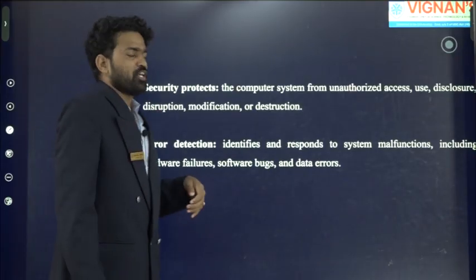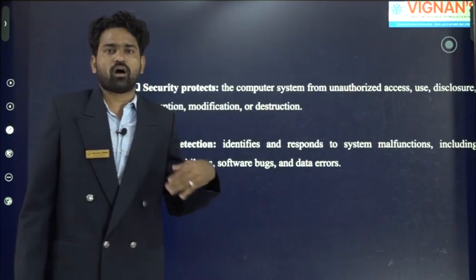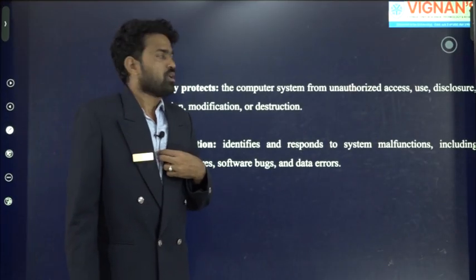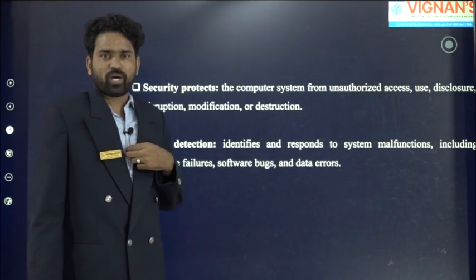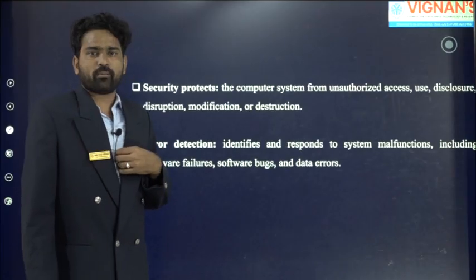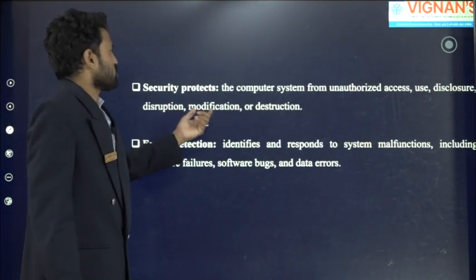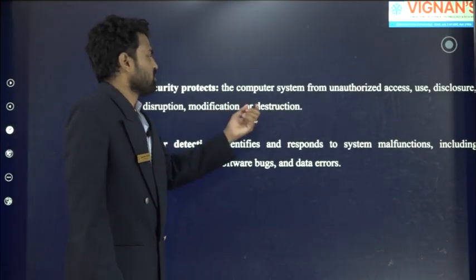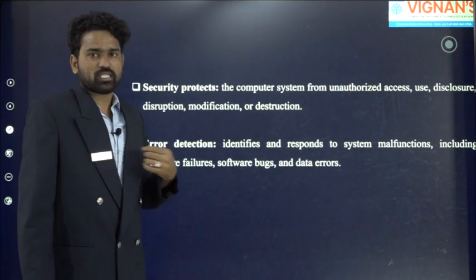Next one is security. It protects the computer system from unauthorized access, from those who are not authorized. For example, my computer is authorized with a password, and I have given one password to my computer. If someone wants to access my data without knowing my information, that is called unauthorized access. Those kinds of things will cause destruction of our data. For that, we use security protection here.